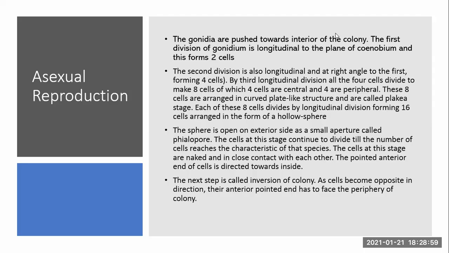The cells at this stage continue to divide till the number of cells reaches the characteristic number of that species. The cells at this stage are naked and in close contact with each other. The pointed anterior end of the cells is directed towards the inside. The next step is called inversion of the colony. As the cells become opposite in direction, their anterior pointed end has to face the periphery of the colony.